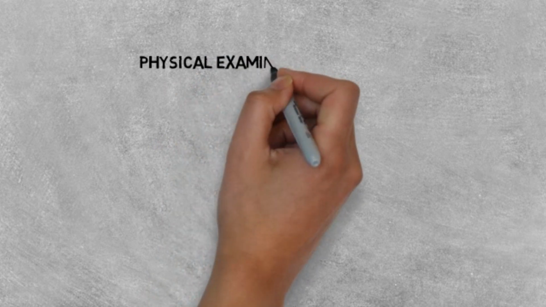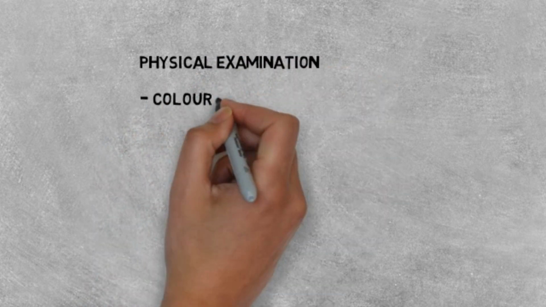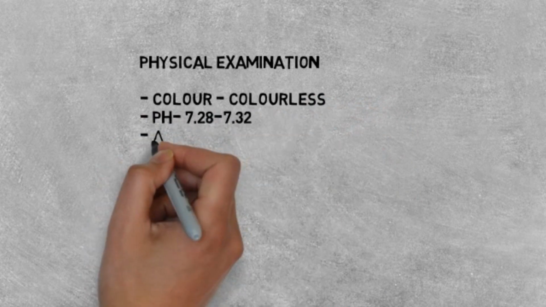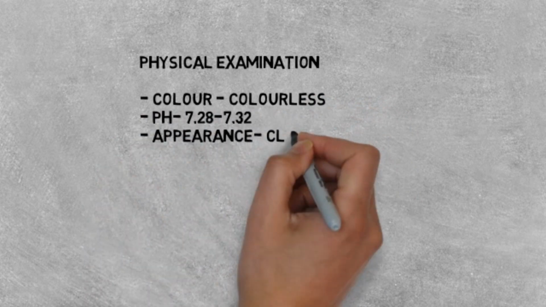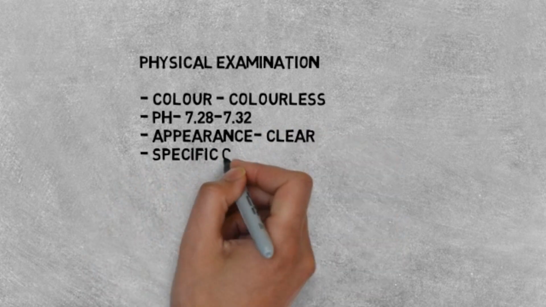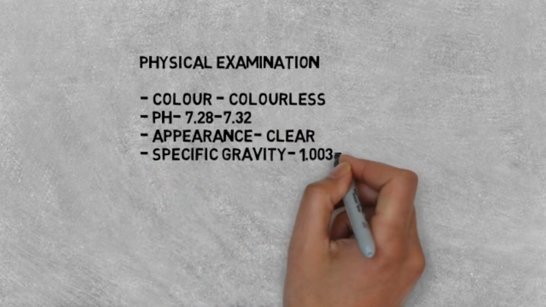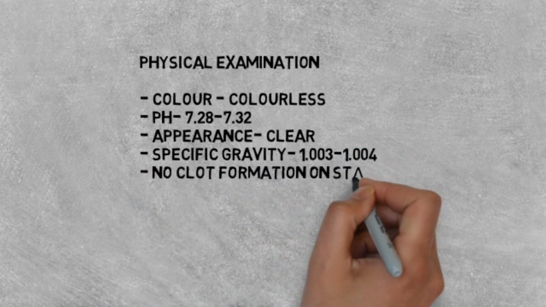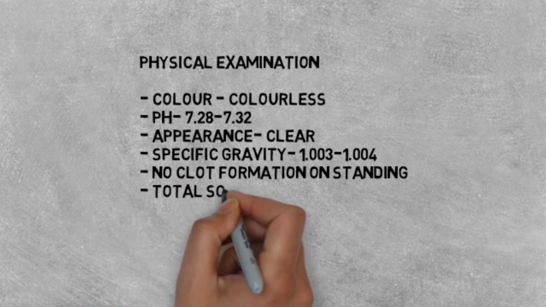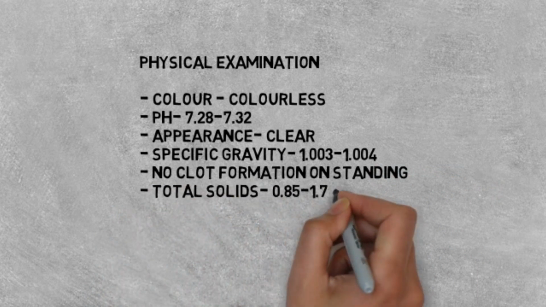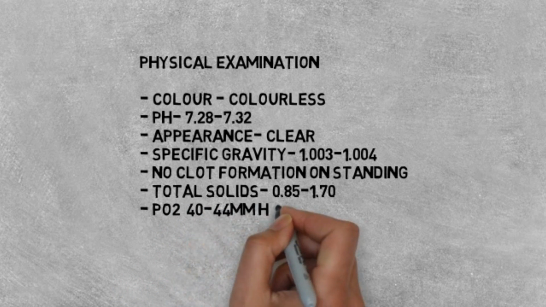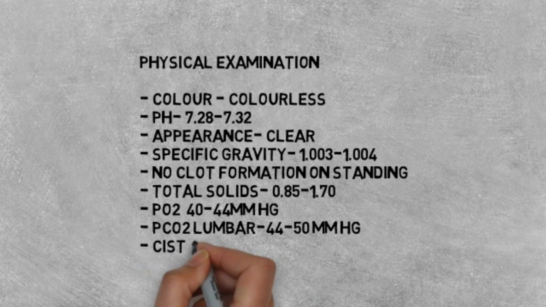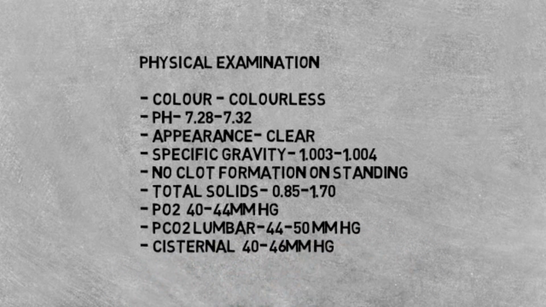Physical examination. Color, colorless, pH 7.28 to 7.32, appearance clear, specific gravity 1.003 to 1.004, note clot formation on standing, total solids 0.85 to 1.70, PO2 40 to 44 mmHg, PCO2 lumbar 44 to 50 mmHg, cisternal 40 to 46 mmHg.